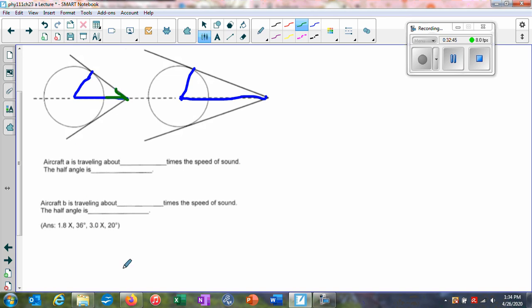That's the half angle. Aircraft B, do the same thing. The distance the plane traveled, it's going to be distance plane, whatever scale you use, it doesn't matter. You're just coming up with just a number.